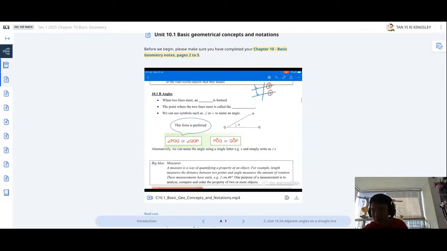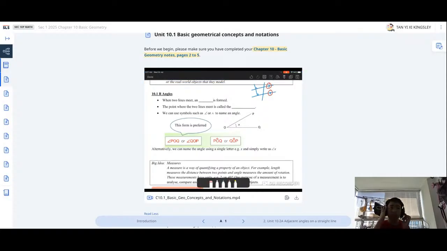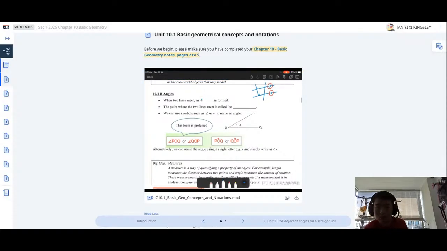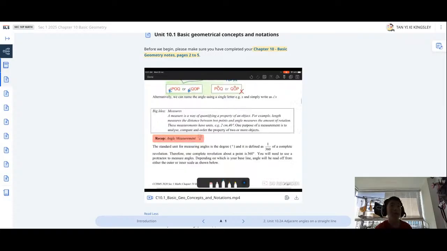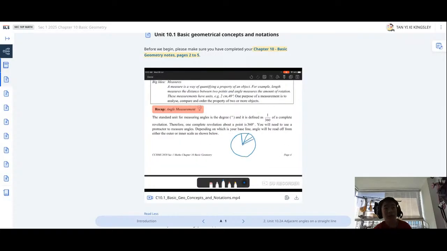Okay, let's move on to 10.1b, angles. When two lines meet, an angle is formed. The point where the two lines meet is what we call the vertex. In other words, you can see where this line and this line meet. O is the vertex.